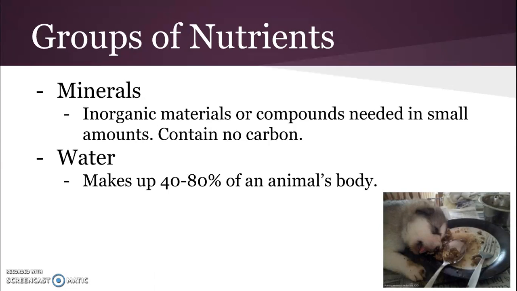Minerals are inorganic materials or compounds that are needed in very small amounts. They contain absolutely no carbon. And then water. A lot of people forget about water, or they don't think that water is a nutrient. They don't classify it as a nutrient. But believe it or not, it's actually the most important nutrient that an animal can receive. It makes up somewhere between 40 to 80% of an animal's body. And without it, they can get dehydrated, and they can actually die faster without water than they can without food.